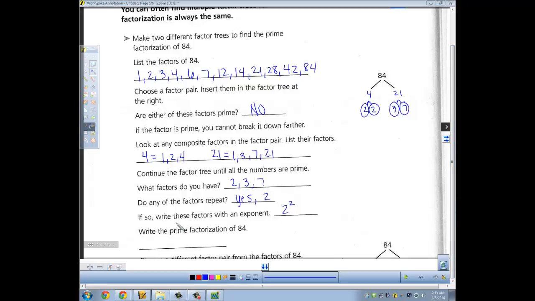Next, write the prime factorization of 84. So the smallest number I circled is 2, circled it twice, times the next number I circled is 3, circled it once. So I could put a 1 there if I wanted, but I don't need to. Then I circled this 7 once. So that would be the prime factorization.